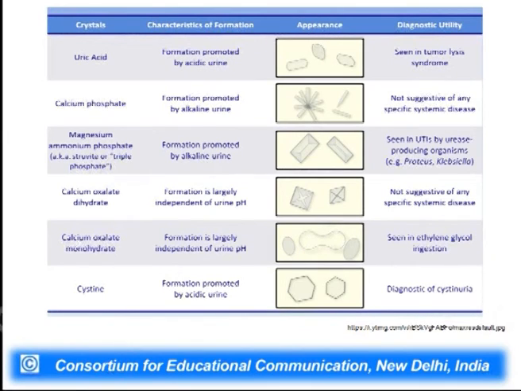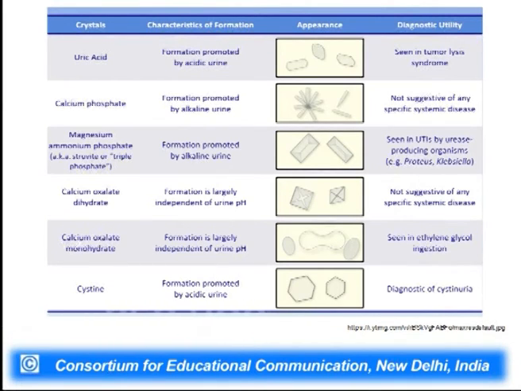Now these are the various crystals which can be observed. Uric acid crystals are promoted by acidic urine, and they are generally observed in tumor lysis syndrome. Then calcium phosphate crystals are observed in many disorders, and magnesium ammonium phosphate crystals are seen in UTIs and other disorders.